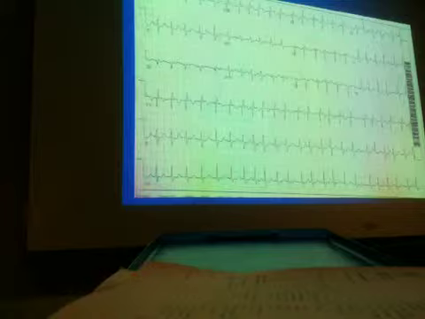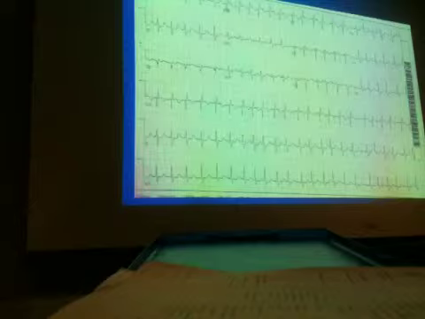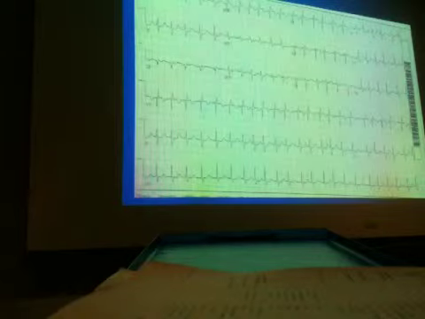First impression, does it look normal? No. Okay, now I'm going to step back. I don't think it's normal, but now I've got to figure out what's going on. Same questions you're going to ask yourself with every single EKG. Is it fast? Is it slow? Fast. Is it regular or irregular?